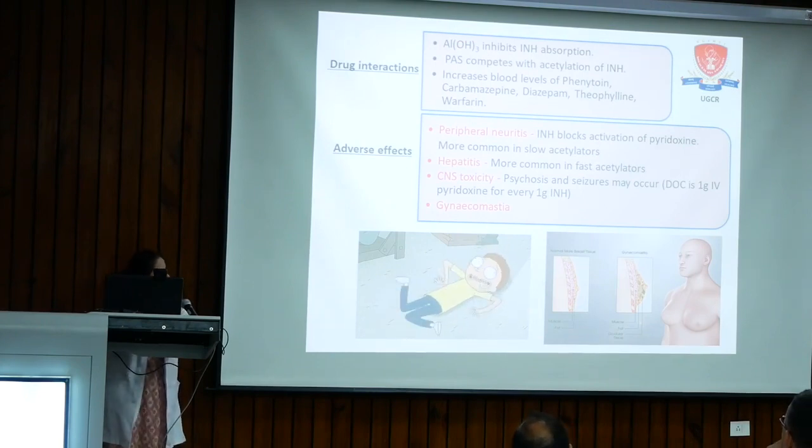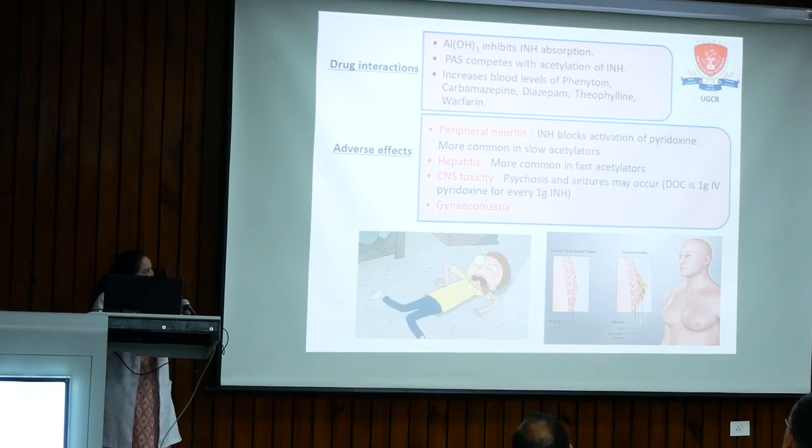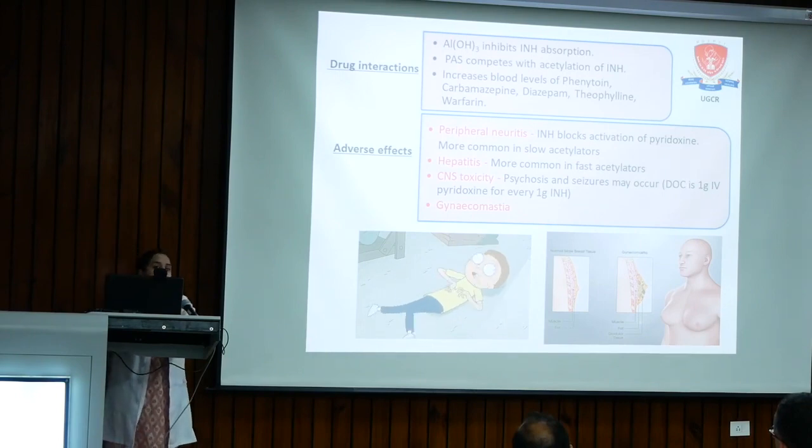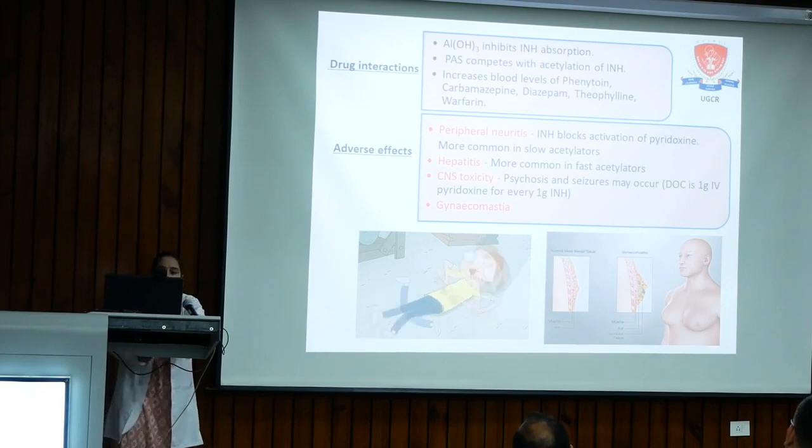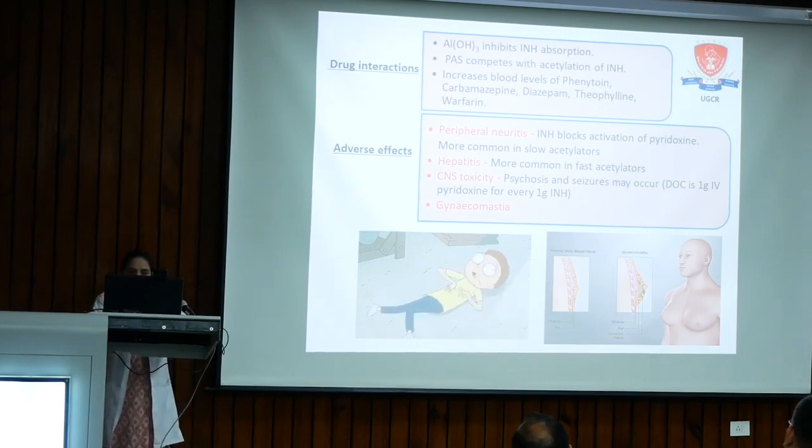In case of CNS toxicity, psychosis and seizures may occur. Drug of choice is 1 gram IV pyridoxine for every 1 gram isoniazid. In case the drug dose is not known, 5 gram pyridoxine is used. Gynecomastia can also be seen.